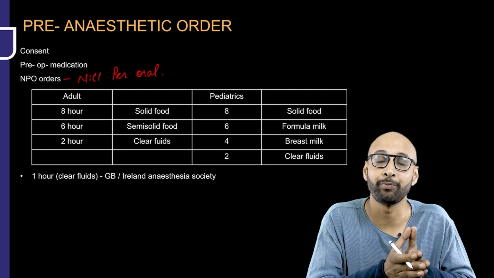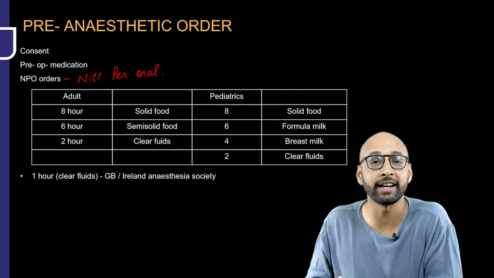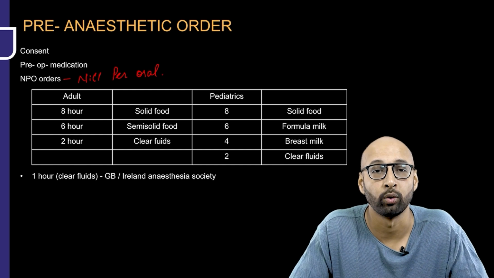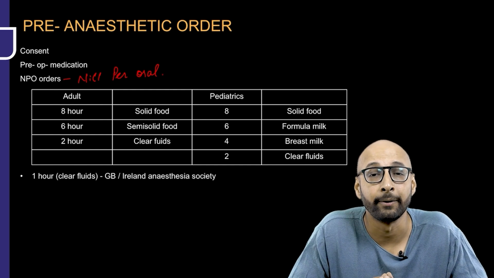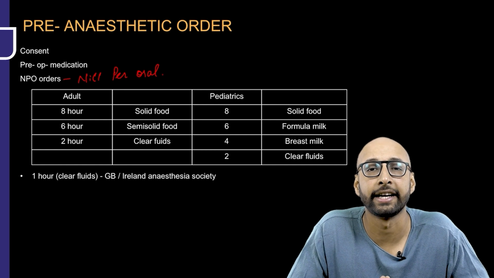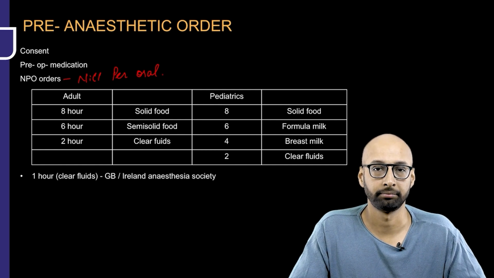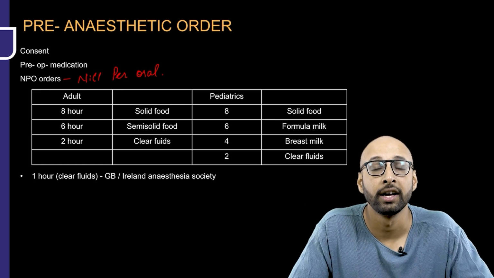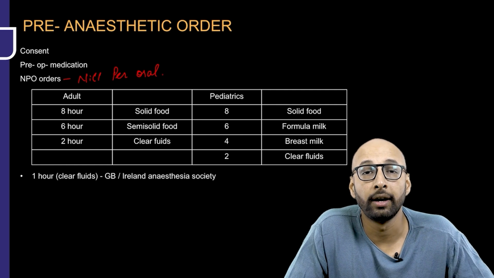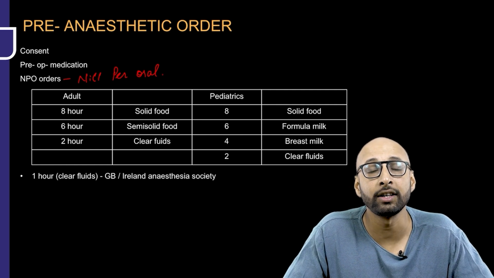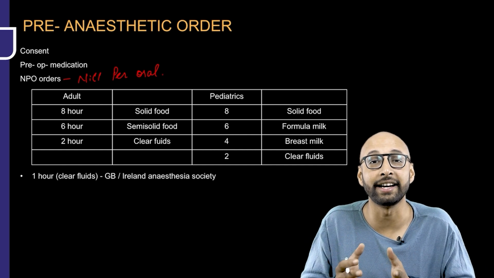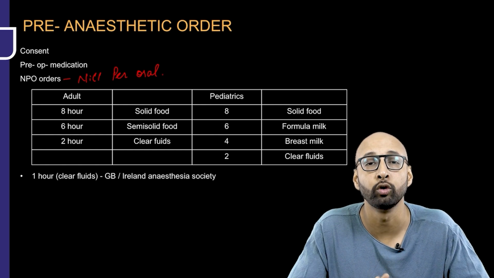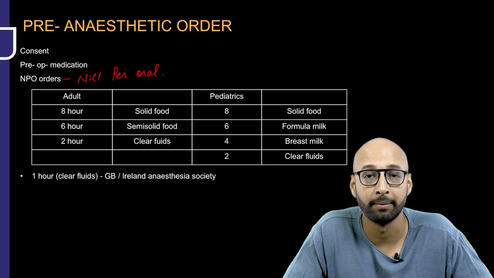Now, what were those? They were a bit separate for the adults and the pediatrics. So we will take the adult one first and then the pediatric ones. What happens in an adult? For example, if a patient is getting operated at 8 o'clock in the morning, be it any surgery which requires anesthesia, we ask the patient not to eat anything after 12 a.m. We ask the patient not to have solid food around 12 o'clock at midnight.